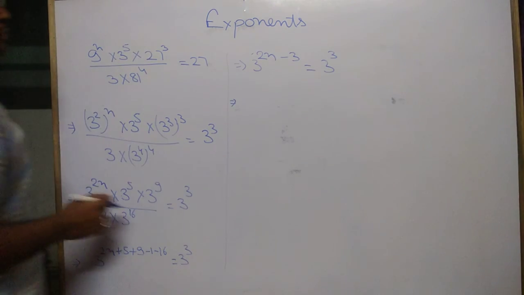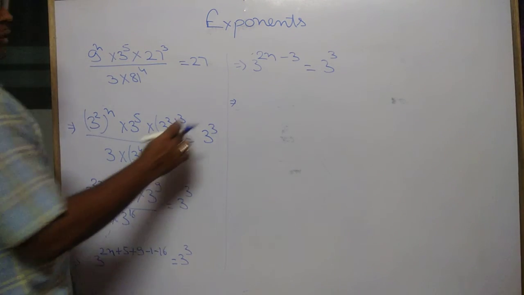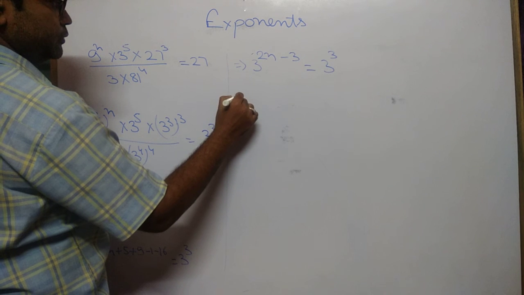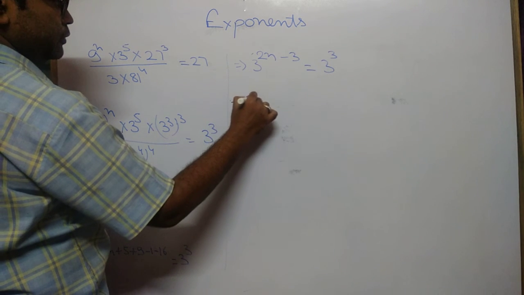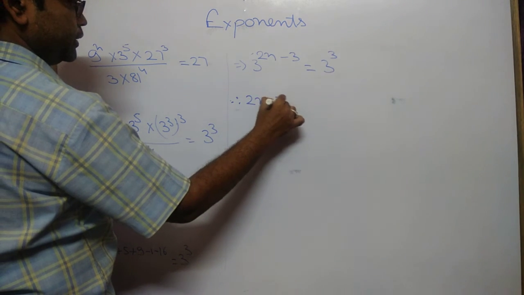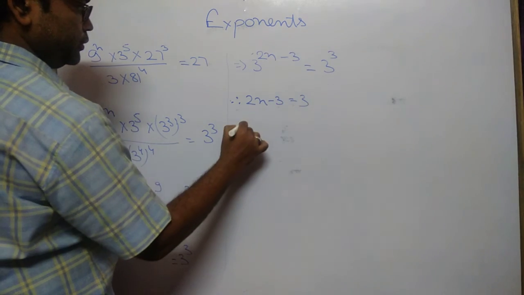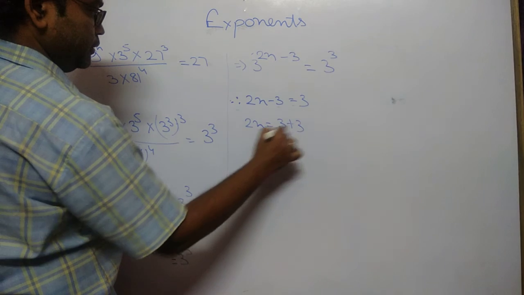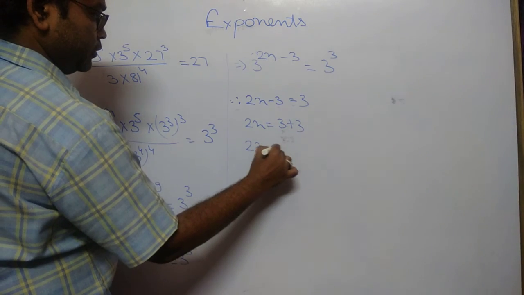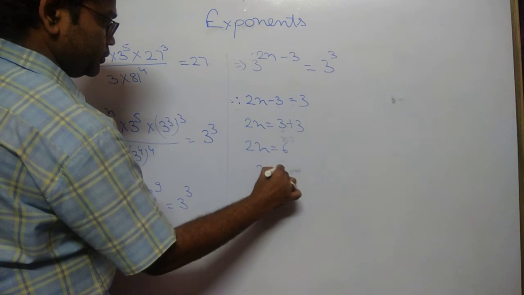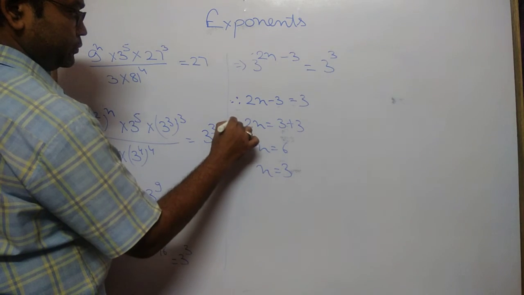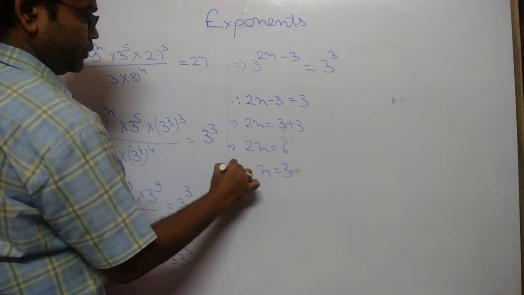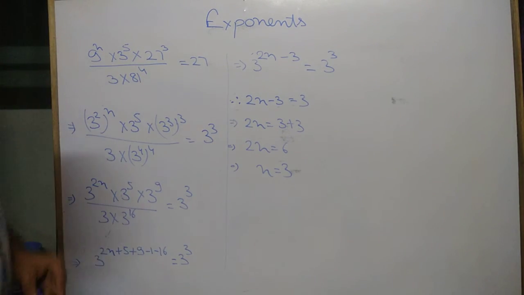Now the base is the same on both sides, so comparing both sides, we can write therefore 2n minus 3 equals 3, 2n equals 3 plus 3, 2n equals 6, n equals 3. Hope this one is clear to you.